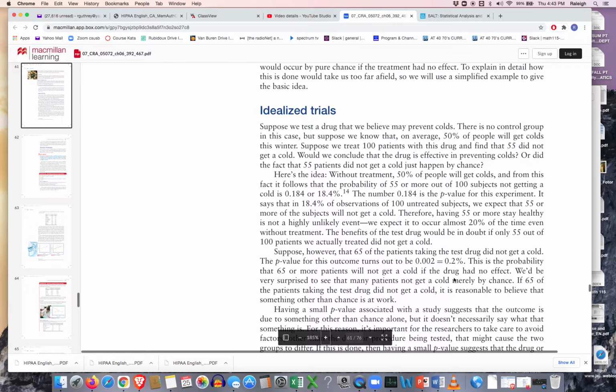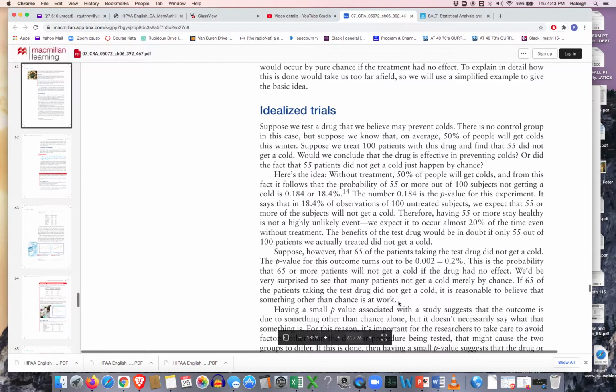It's just like, in a way, it's like gambling. It's like, where do you put your money? And this is not over that line of 5%, not even close. This is considered rare or statistically significant. So if 65% of the patients taking the drug did not get a cold, it is reasonable to believe that something other than chance is at work.